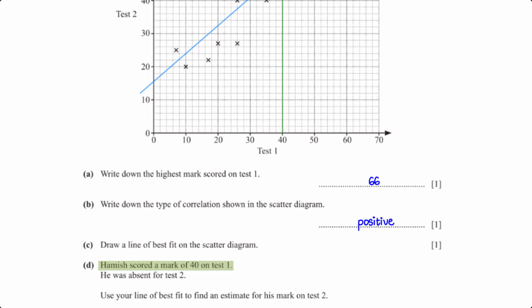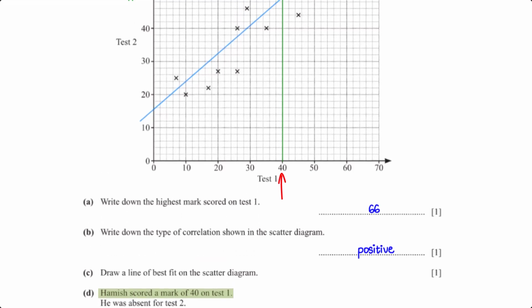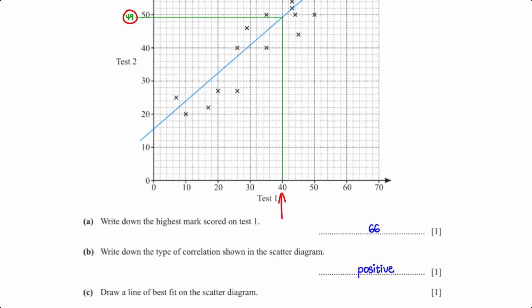Hamish scored a mark of 40 on test 1. He was absent for test 2. Use your line of best fit to find an estimate for his mark on test 2. When we map 40 from the horizontal axis onto the line of best fit, we get the estimated mark for test 2 to be 49.